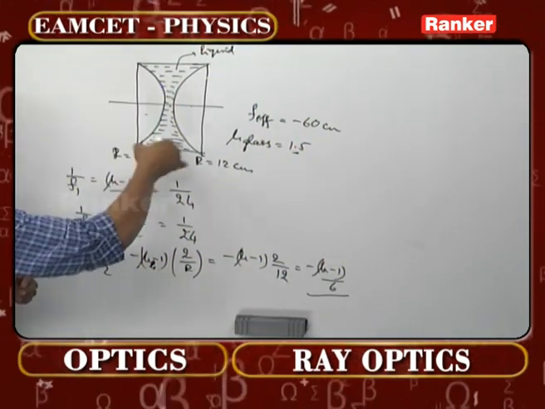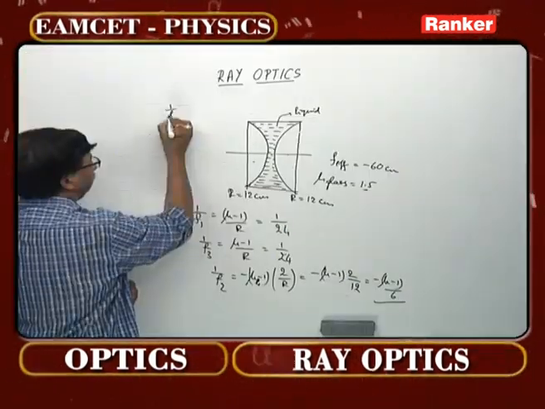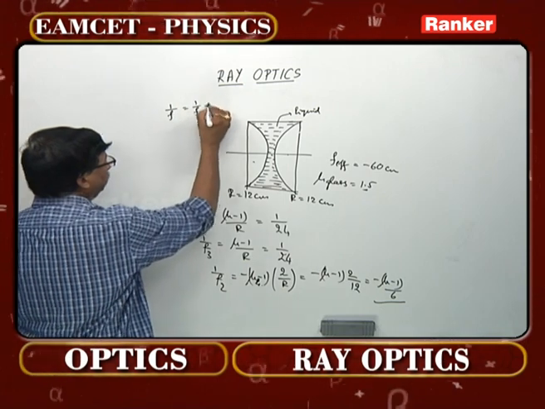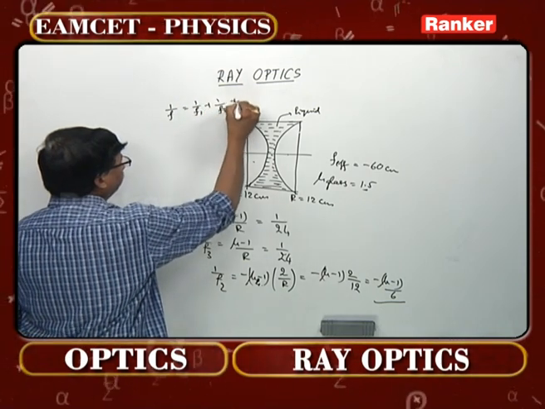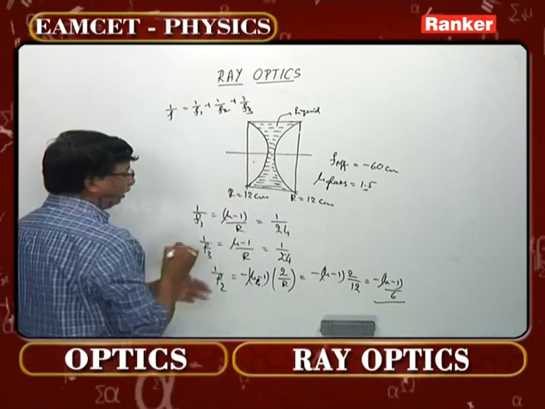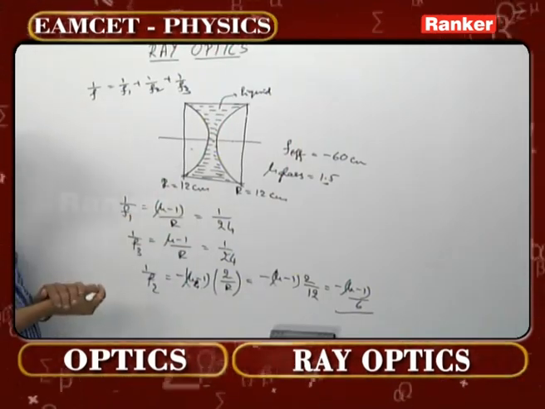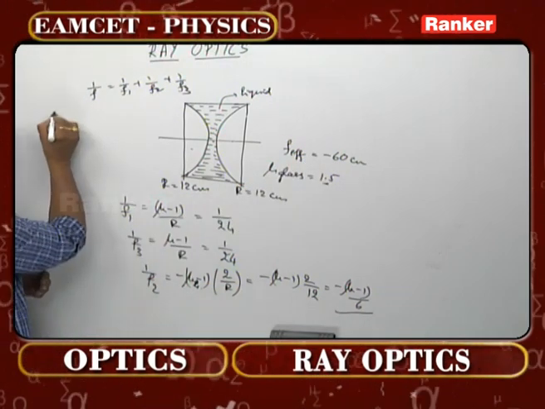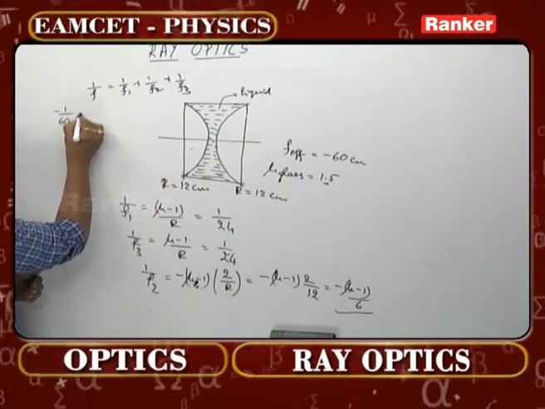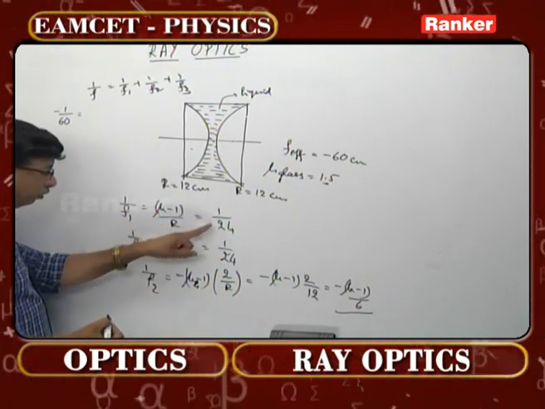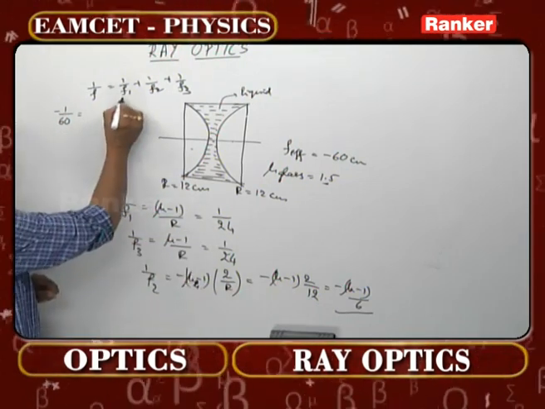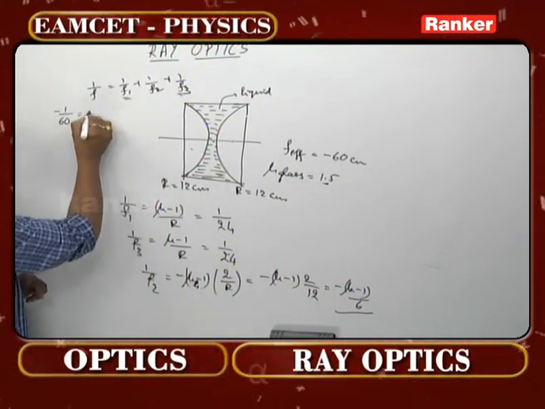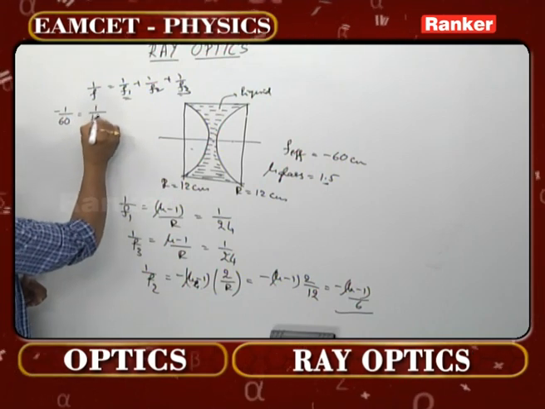Now what will be its effective focal length? 1 by f is equal to 1 by f1 plus 1 by f2 plus 1 by f3. That is the official formula for us. Out of that, what is the effective f value he has given? Minus 1 by 60 is equal to 1 by 24 plus 1 by 24. This and this I can add, 2 by 24, that is 1 by 12.